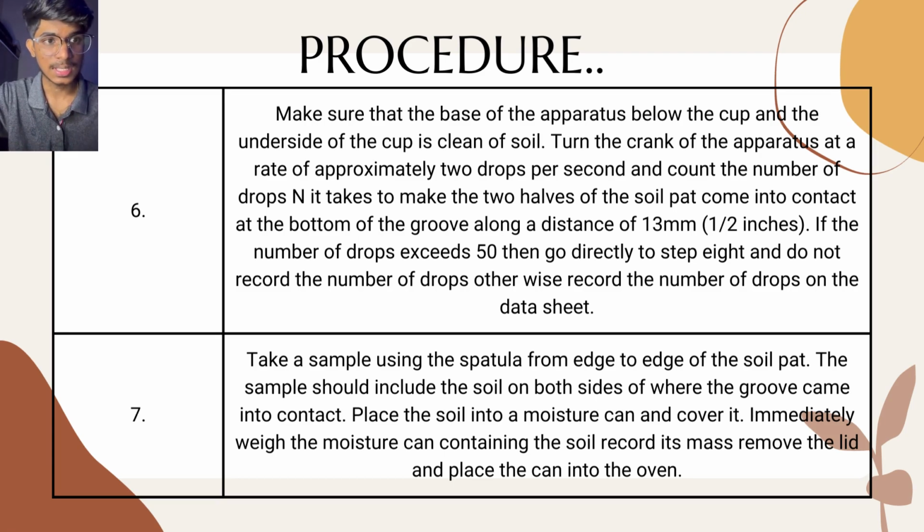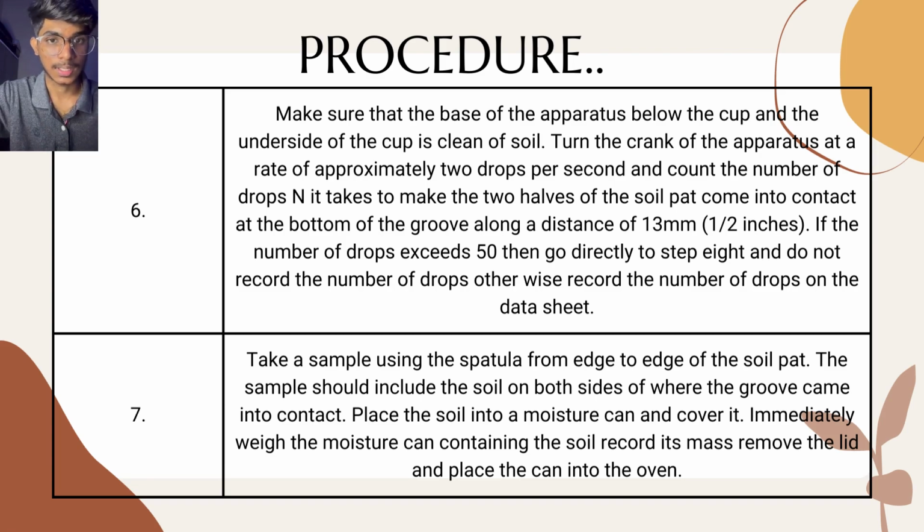Seventhly, take a sample using the spatula from the edge of the soil pad. The sample should include the soil on both sides of where the groove came in contact. Place the soil into a moisture can and cover it. Immediately weigh the moisture can containing the soil, record its mass, remove the lid and place the can in the oven as well.